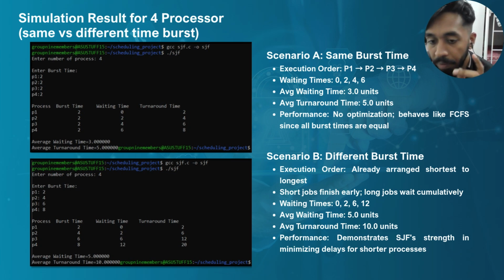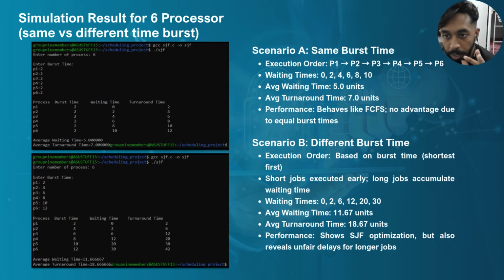And what happens is the average waiting time went up to 5 units, while the average turnaround time went up to 10 units. So this demonstrates the SJF strength, which is positive when it comes to minimizing delays for shorter processes. So it's faster in that sense.